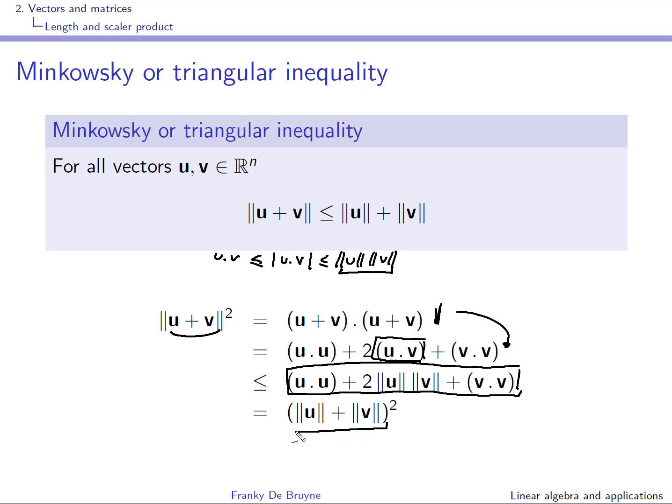So this is the sum of the length squared. We're almost there. We can remove the squares here, okay, because what is underneath the squares is itself positive, and we end up with the Minkowsky or triangular inequality.